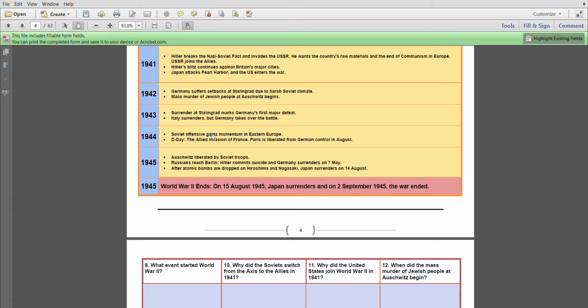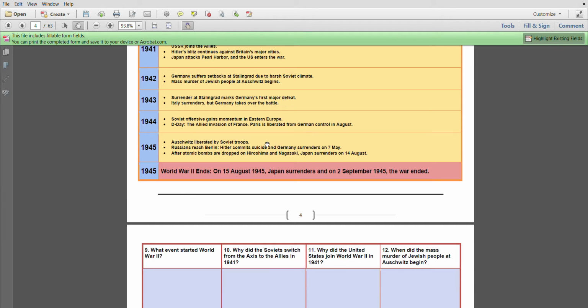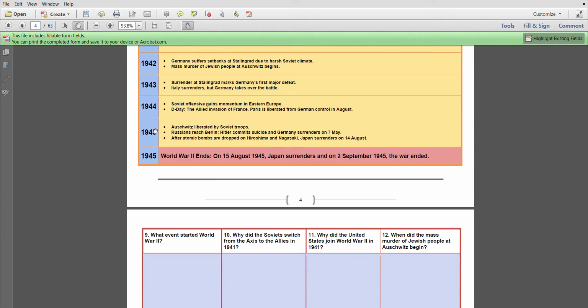1944, Soviet offensive gains momentum in Eastern Europe. D-Day, the Allied invasion of France. Paris is liberated from German control in August. 1945, Auschwitz liberated by Soviet troops. Russians reach Berlin. Hitler commits suicide and Germany surrenders on May 7th.